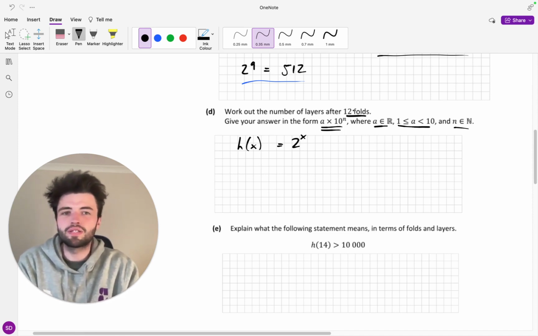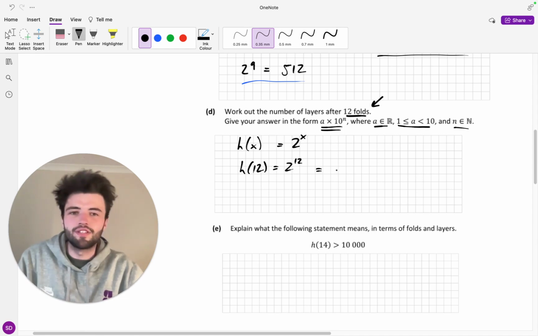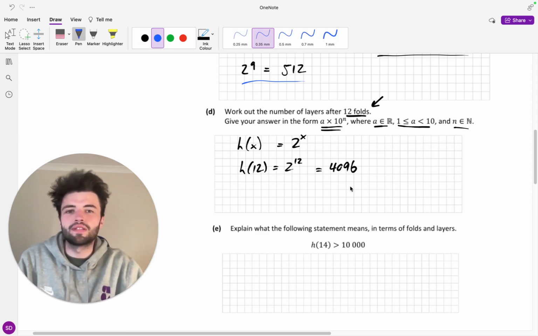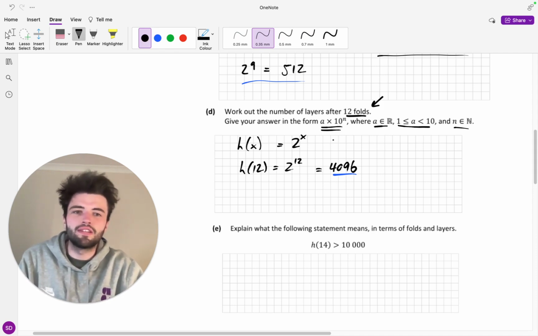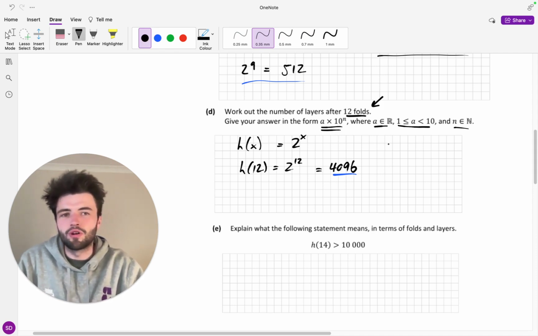And so to do this, we of course plug in our number of folds, which in this case is 12, into our function. So in other words, h of 12, and 2 to the power 12 is going to be equal to 4096. So this is in the form of an integer. So this is our answer if it was just a natural number they wanted. But of course they ask us for a different form here, which is that we have a times 10 to the n. And so we need to do that kind of work now.